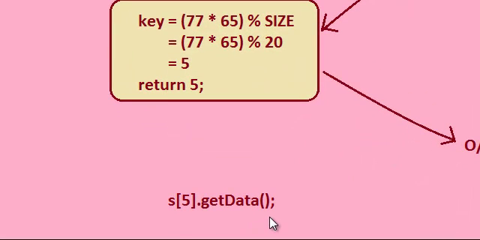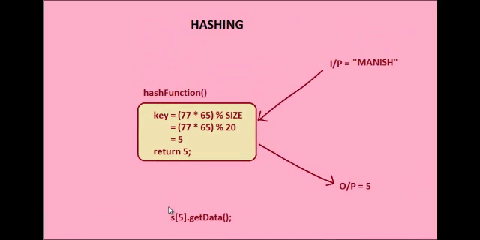Now what if at the 5th position some student record is already present? In that case we will store this data into the 6th position. And what if some data is present in the 6th position also? In that case we will store it in the 7th position. We continue this process until we get an empty position, and there we store our data.